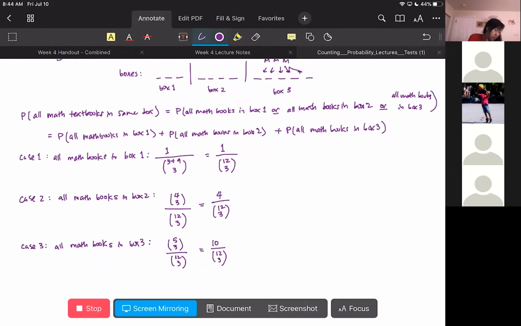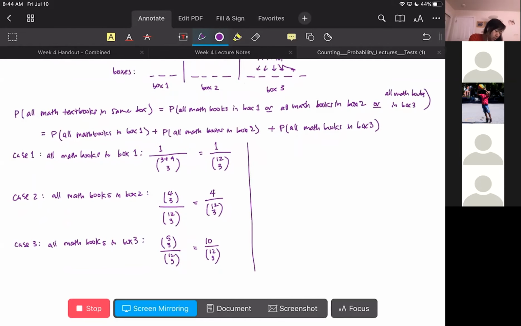And so now we can plug this back into our original formula here. So the probability equals 1 plus 4 plus 10 over 12 choose 3. So this equals 15 over 12 times 11 times 10 over 6. So it equals 15 times 6 over 12 times 11 times 10. We can simplify this. So this gives us 2 on the bottom, 3 on the top, 2 on the bottom. So this gives us 3 over 44.